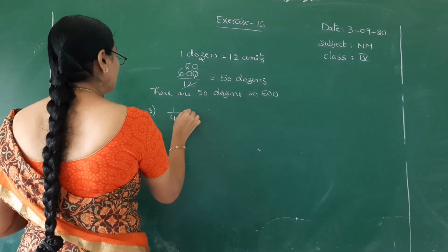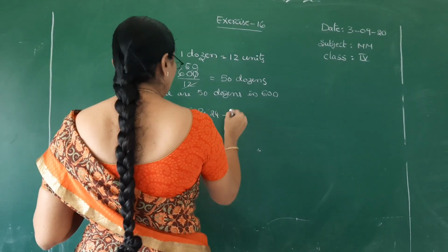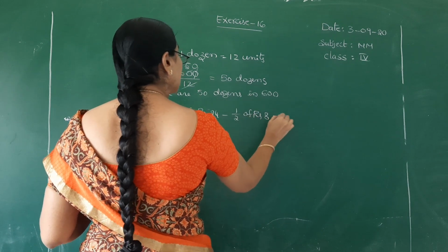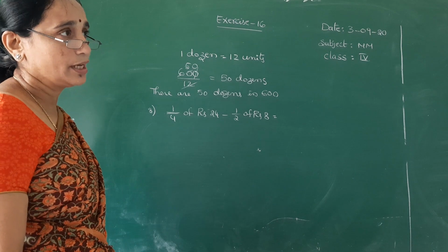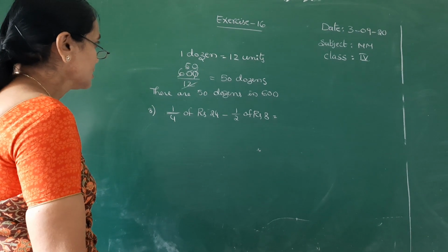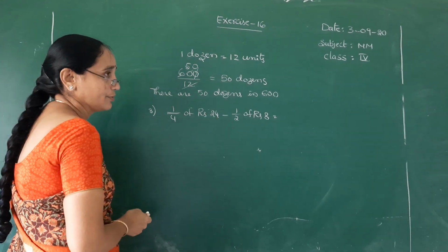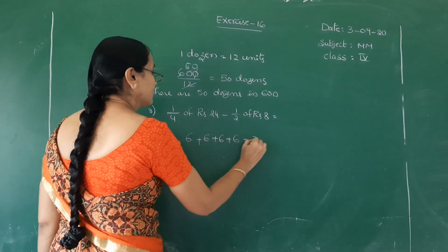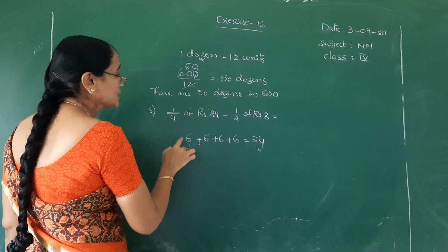1 by 4 of rupees 24 minus 1 by 2 of rupees 8. Here, the 1 by 4th part of 24. Okay, already you know it. 24 will go in the 4 table, 6 table. So 6 fours make 24. And 6 plus 6 plus 6 plus 6 is 24. This is the 1/4 part. How much is it? 6.